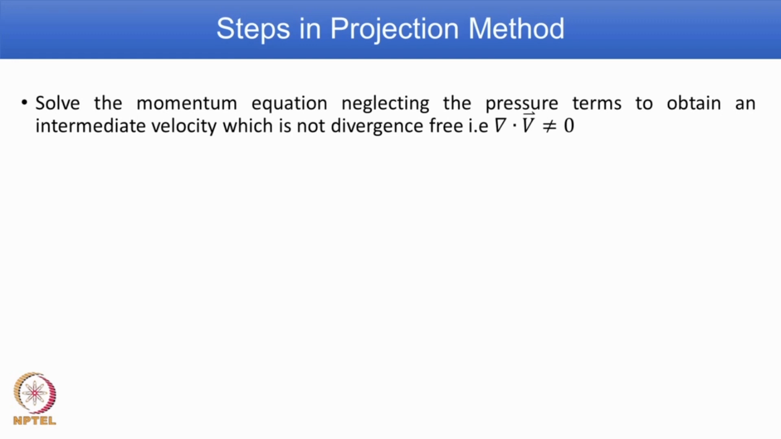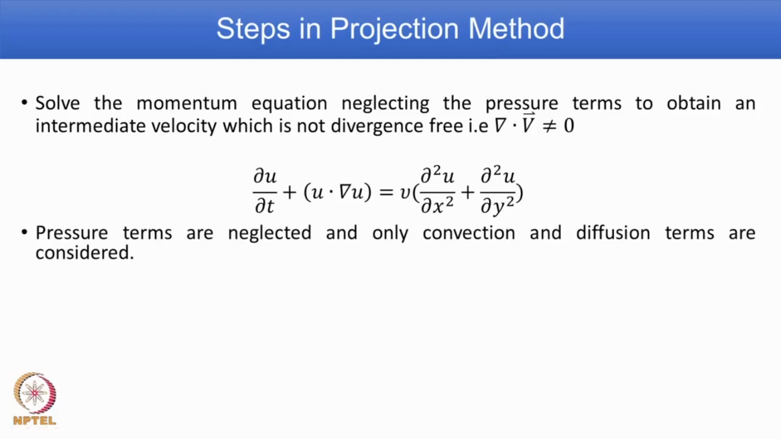Once you solve the momentum equation neglecting pressure terms, we get the equation as shown here. So, we have a time derivative term as the first term on the left hand side, and then the convection term as the second term on the left hand side. Then we have only the diffusion term on the right hand side. We are not considering any other source term, hence the equation appears as simple as shown here. Pressure terms are neglected, only convection and diffusion terms are considered.